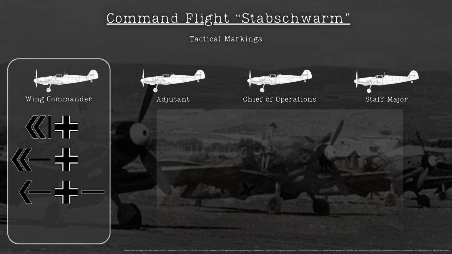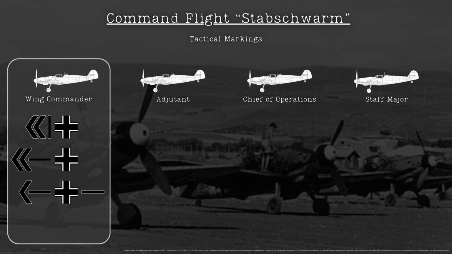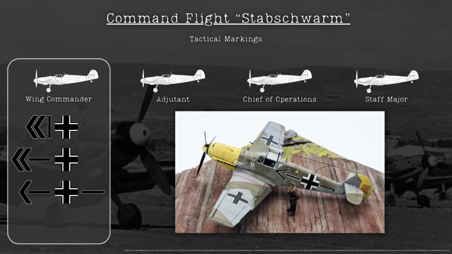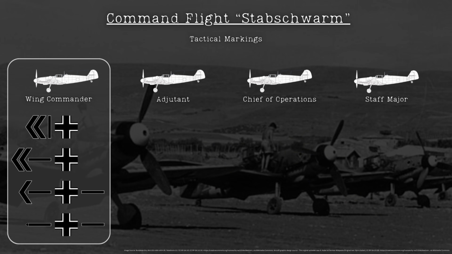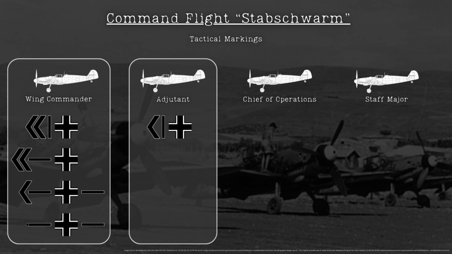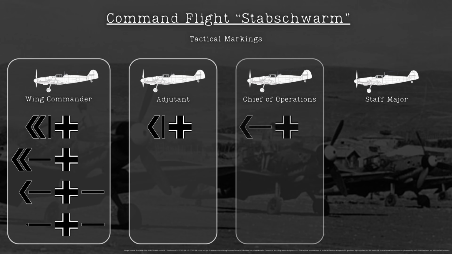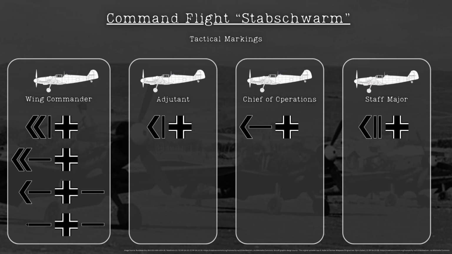A single chevron with 2 horizontal trailing bars, one before and one after the national insignia. An example here includes Adolf Galland's aircraft from his time as wing commander of JG-26. And finally, a horizontal arrow and a horizontal bar on either side of the national insignia. The wing commander's adjutant carried a single chevron and a vertical bar on his aircraft. The aircraft of the chief operations officer had a single chevron and a horizontal trailing bar. And the staff major had a single chevron and 2 vertical bars.